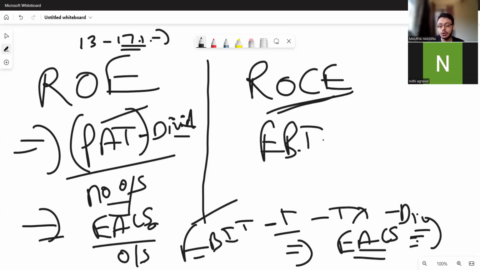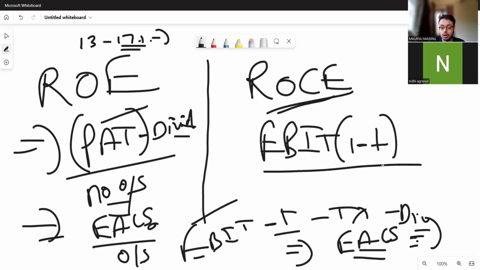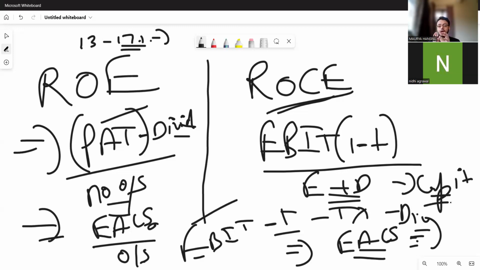The formula is your EBIT into 1 minus tax, divided by your equity plus debt, which we also call the total capital employed, because your capital employed is nothing but your total amount of equity and debt. How does the company get money? The first source of money, in a broad sense, is the equity holders, because people buy the shares of the company and the money goes to the company in case of a primary issue. Correct. And then the debt.